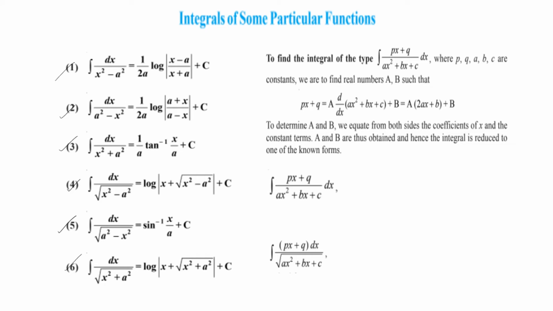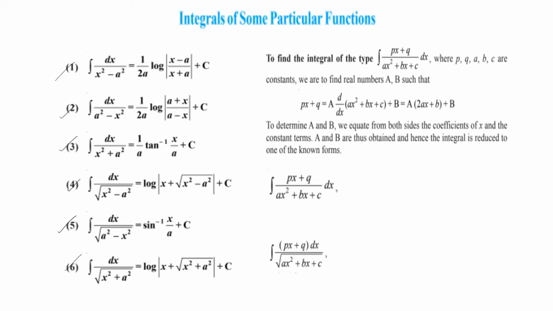Integral 1 upon root x square minus a square is log mod x plus root x square minus a square plus c. Integral 1 upon root a square minus x square. Okay, see the difference. Here it is a square minus x square in the denominator, and here it is square root a square minus x square, which is equal to sine inverse x upon a plus c. And integral 1 upon root x square plus a square is log mod x plus root x square plus a square plus c.